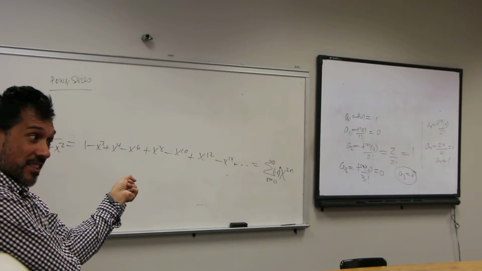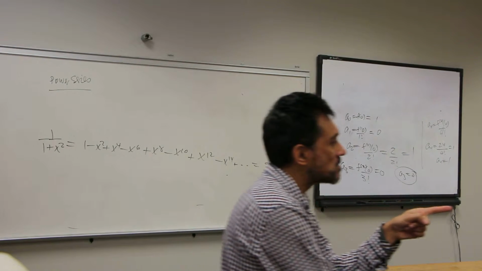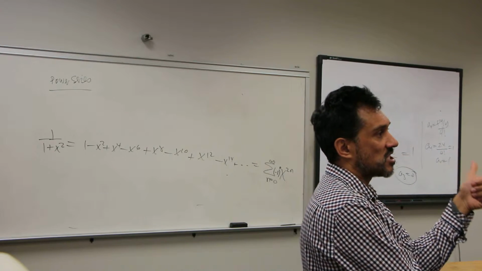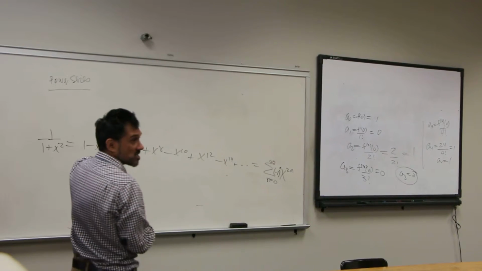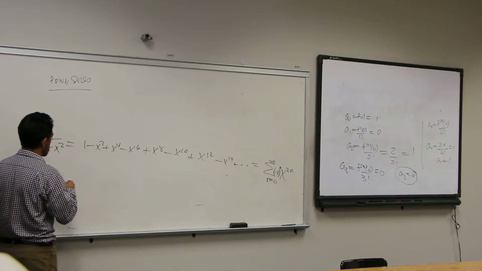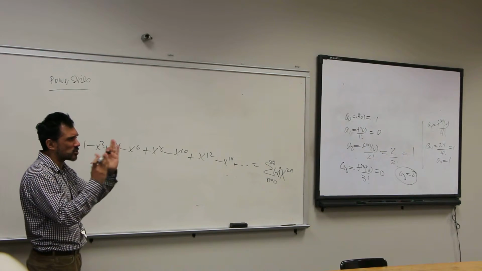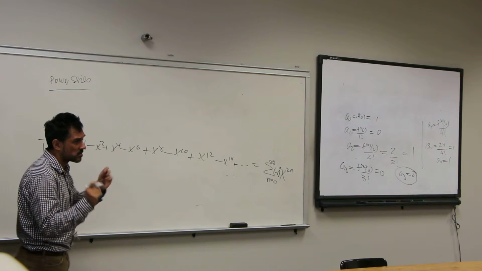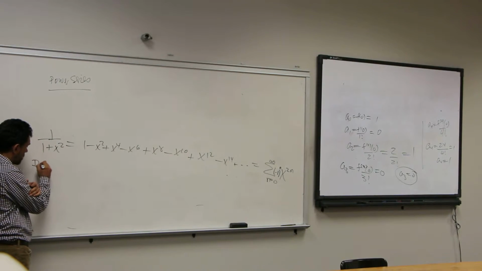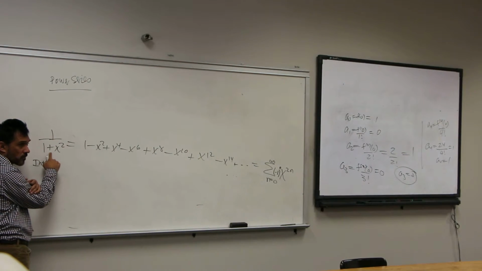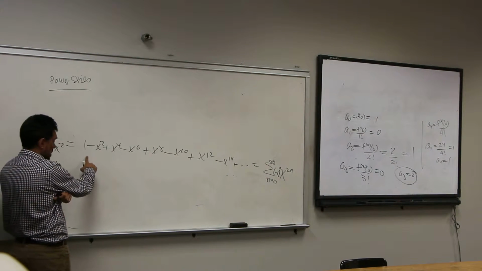If I integrate this series, I will get the series for what function? Inverse tangent. If I integrate this series, provided I can do that, and the answer is I can only do that for x between 1 and negative 1. When I integrate this, I'm going to get what? The angle whose tangent is x. And if I integrate this, I'll get what?